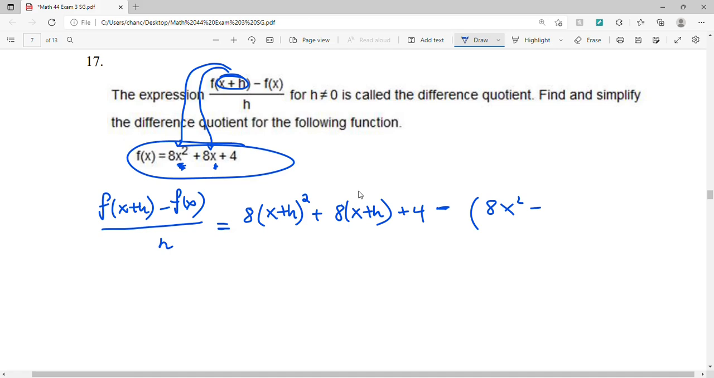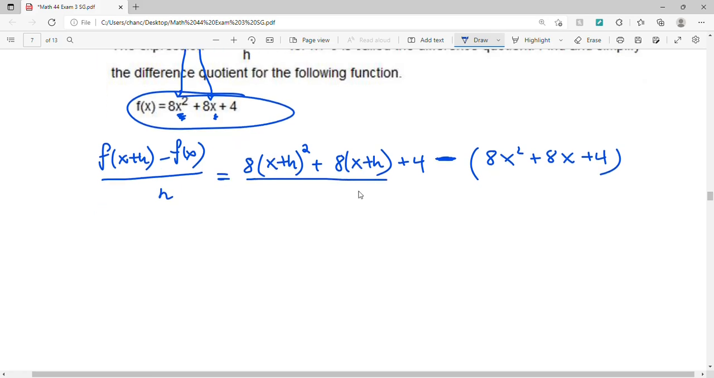8x squared plus 8x plus 4. Don't forget that big parentheses. And we're going to divide this whole thing by h. We have to FOIL first. We have to deal with that squared term, and I have already done it in the previous problem. But do that on the side so you know what this should be. It's x squared plus 2xh plus h squared.